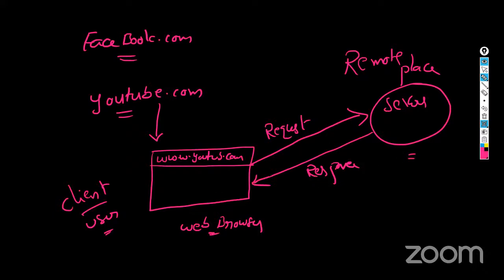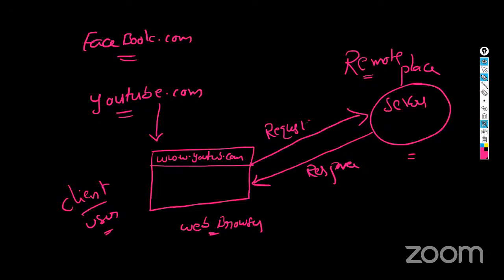Why am I sending a request to my server? Because my resource is available inside a remote place. This is the modern way of architecture of data storing. Your data is not available inside your local machine. Your data is always available inside some remote places.